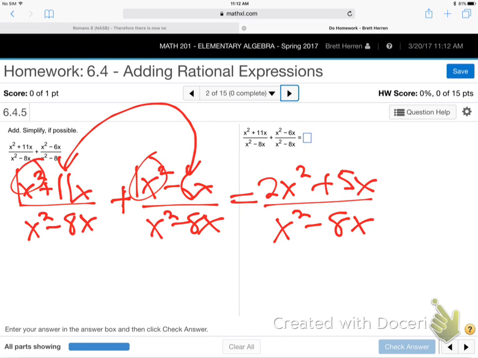Can I cancel those x squareds? Why not? So what's that? Costco said no, right? Remember? I hope you remember that. I'm not telling you those cute little stories just to entertain you. Costco says no. Remember, pluses and minuses are glue.